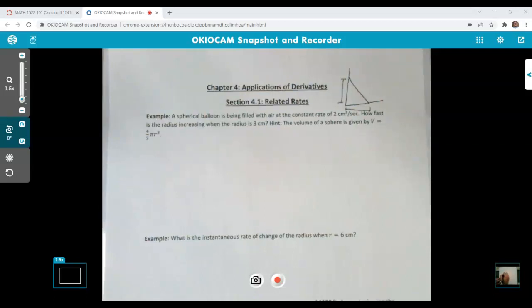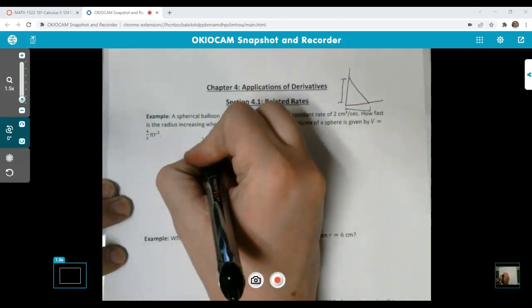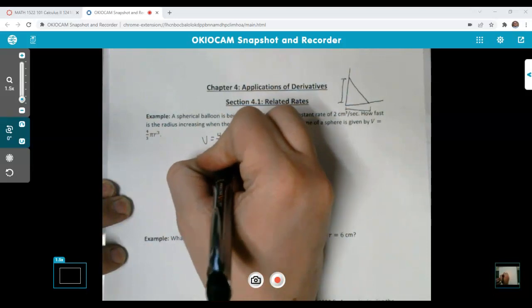So, example here: a spherical balloon is being filled with air at a constant rate of 2 cubic centimeters per second. How fast is the radius increasing when the radius is 3 centimeters? Hint, the volume is V equals 4/3 pi r to the third.